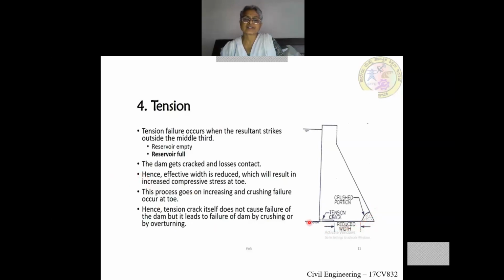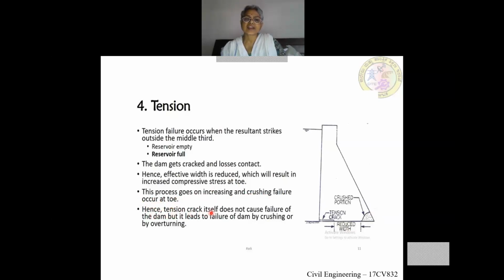So you can see here. If the tension cracks are there, it will reduce the width, and again the stresses in the material will exceed the allowable stresses. So here you can see the dam gets cracked and loses contact. Hence, effective width is reduced, which will result in increased compressive stress at the toe. So as I told you, when B decreases, P increases according to the formula, and this process goes on increasing and the crushing failure occurs at the toe.